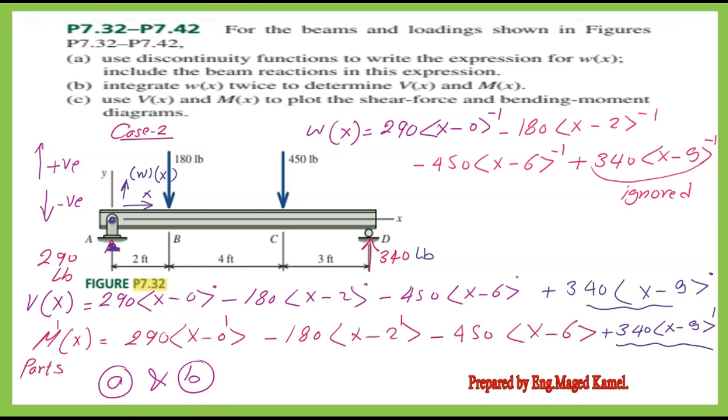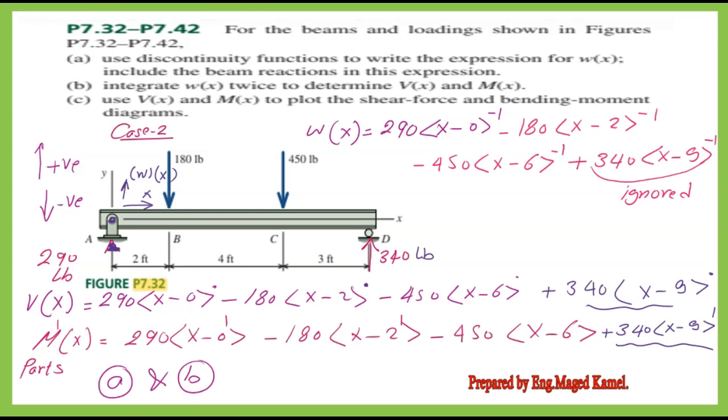The next step is to integrate 1 to get the V of x for shear. So V of x equals 290 multiplied by (x minus 0) raised to the power of 0, minus 180 multiplied by (x minus 2) raised to the power of 0, minus 450 multiplied by (x minus 6) raised to the power of 0, plus 340 multiplied by (x minus 9) raised to the power of 0. We have integrated by adding only n plus 1 to all minus 1s.